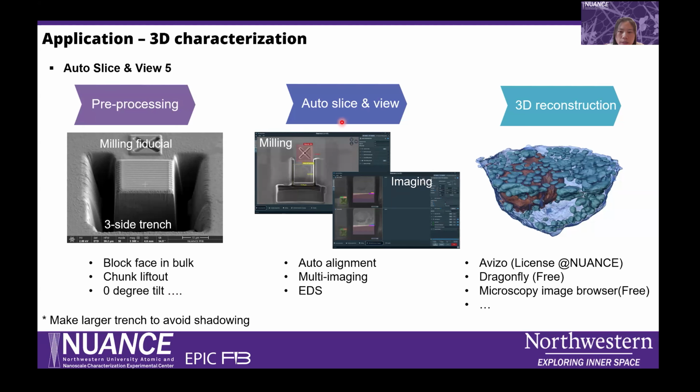Then use Auto Slice and View to do the serial milling and imaging. The software will do the automatic alignment, like autofocus, auto stigma, and beam position alignment. And we can also use multi-imaging. Here I used 2 detectors, the TLD and ICE detector. You can also add EDS detectors to do the EDS analysis for each slice. Then we can get a stack of serial images for 3D reconstruction.